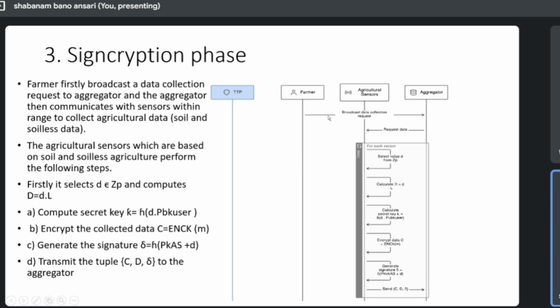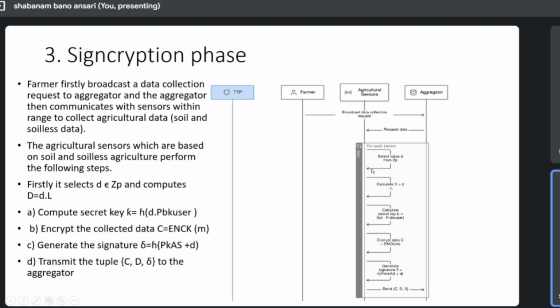So here the sensor will prepare all the data and then perform the encryption. It will make the digital signature. See here, the farmer requests a broadcast of data collection to the aggregator. The aggregator requests the data from the agricultural sensor, and then this is the preparation done by the agricultural sensor. Data is prepared by the agricultural sensor.